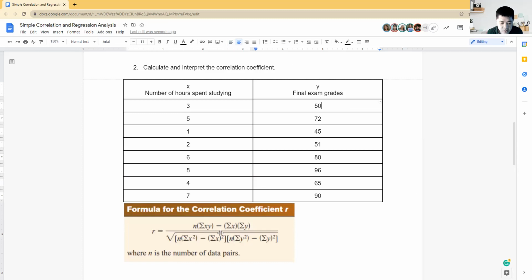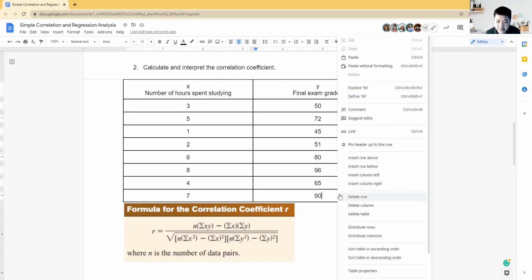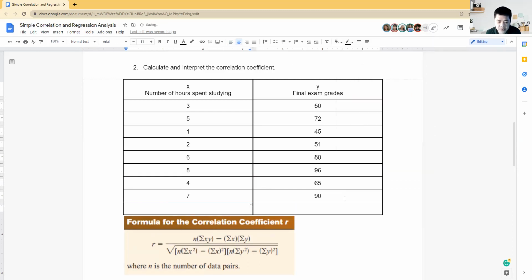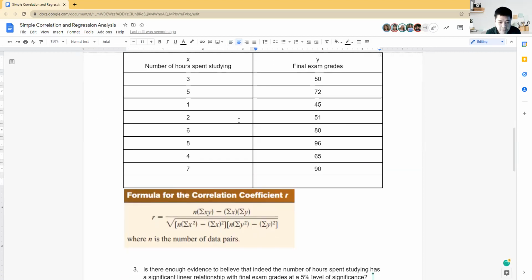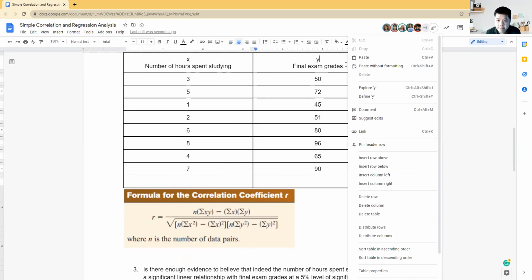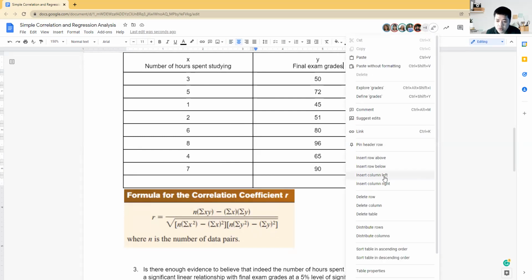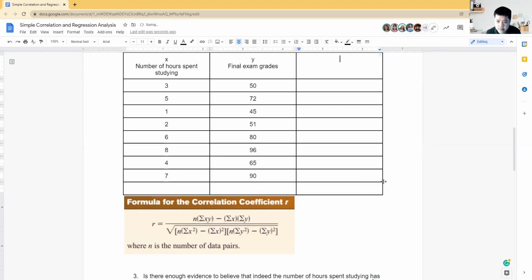So pag-compute natin, we need the x and the y values. This one means summation. So kailangan natin mag-insert ng isang row below for the sum. And then, base sa formula, we need x times y. So we need an xy here. So mag-insert tayo ng column to the right. Okay? And we also need the square of x.